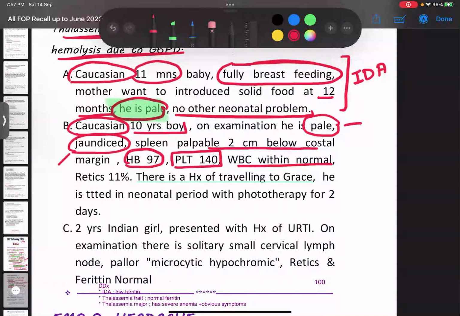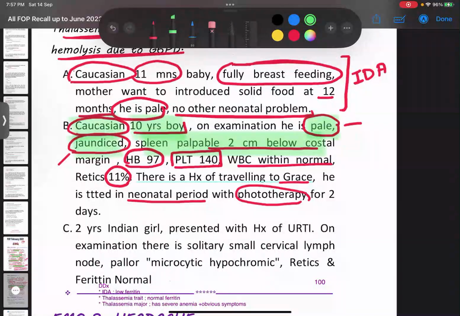WBC is within normal. Reticulocytes are increased. Normal reticulocytes are up to 2%. There is a history of traveling to Greece, not Grace, and he was treated in the neonatal period with phototherapy for 2 days. So now let me mark the most important points. This is a Caucasian child, 10 years old, who comes to you with anemia, jaundice, and splenomegaly. On investigation, hemoglobin is low, platelets are nearly normal, WBC normal, reticulocytes increased, and there is a history of phototherapy in neonatal life.